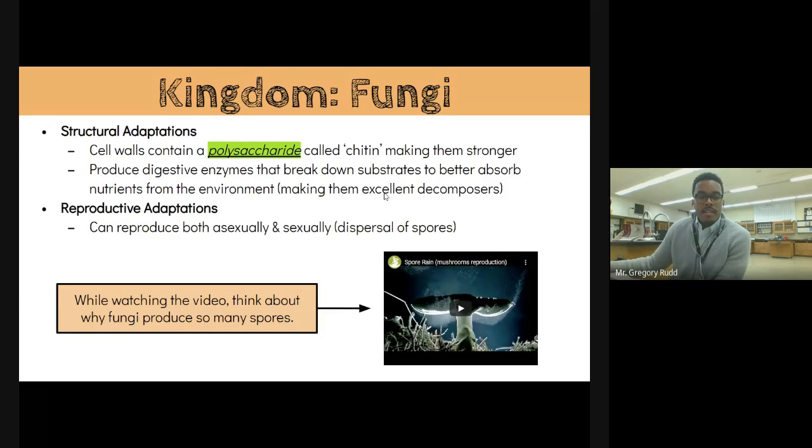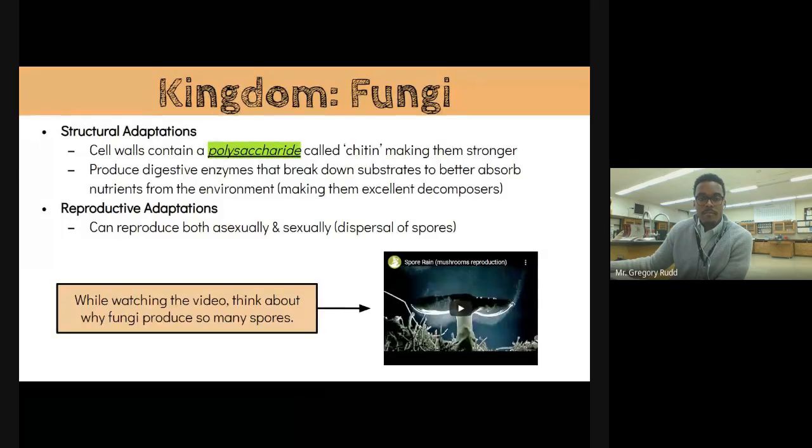Fungi have the adaptation that they contain what's called chitin in their cell walls, and this chitin makes their cell walls stronger. So fungi are pretty sturdy organisms, and they are in some ways resistant to some amount of mechanical damage.